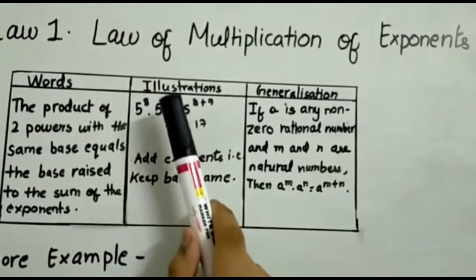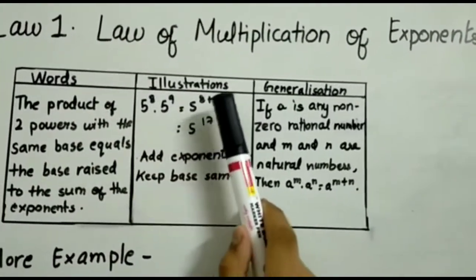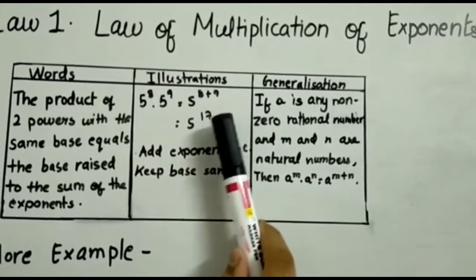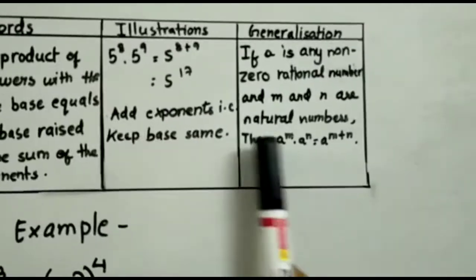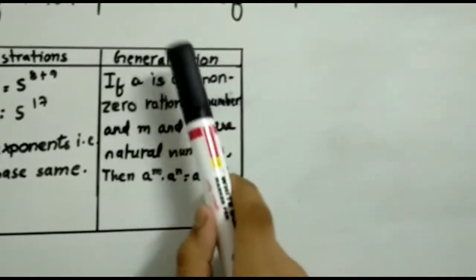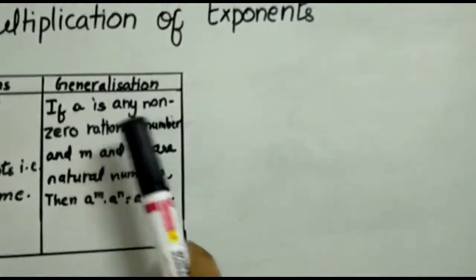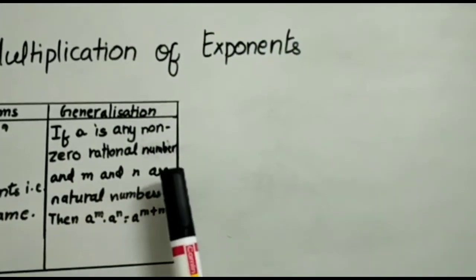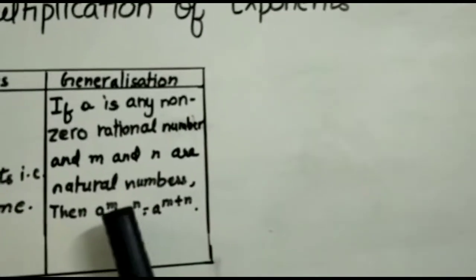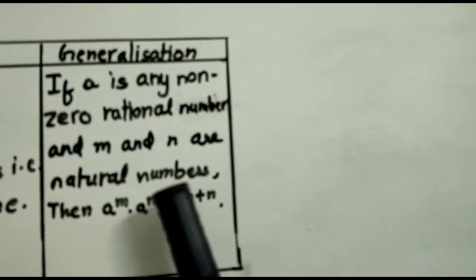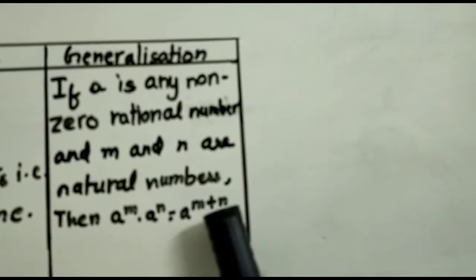Illustration: 5 to the power 8 into 5 to the power 9 equals 5 to the power 8 plus 9 equals 5 to the power 17. Add exponents, that is, keep the base same. Generalization: if a is any non-zero rational number and m and n are natural numbers, then a to the power m into a to the power n equals a to the power m plus n.